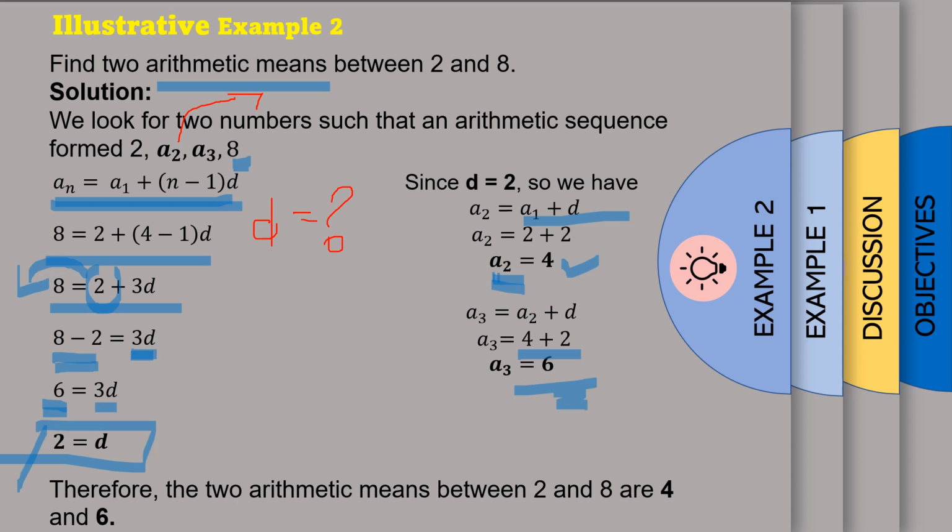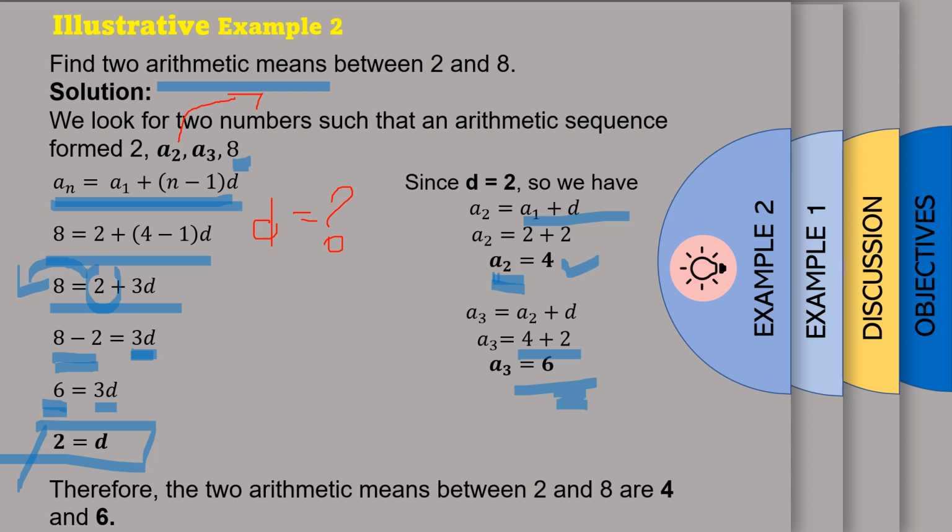And that's it. Yun yung missing terms natin, which is also known as the arithmetic means in the given sequence, no? 2, a sub 2, a sub 3, and 8. Kasi may missing terms tayo dyan. So, these are the arithmetic means between 2 and 8. Yung 4 and 6. And that's it.